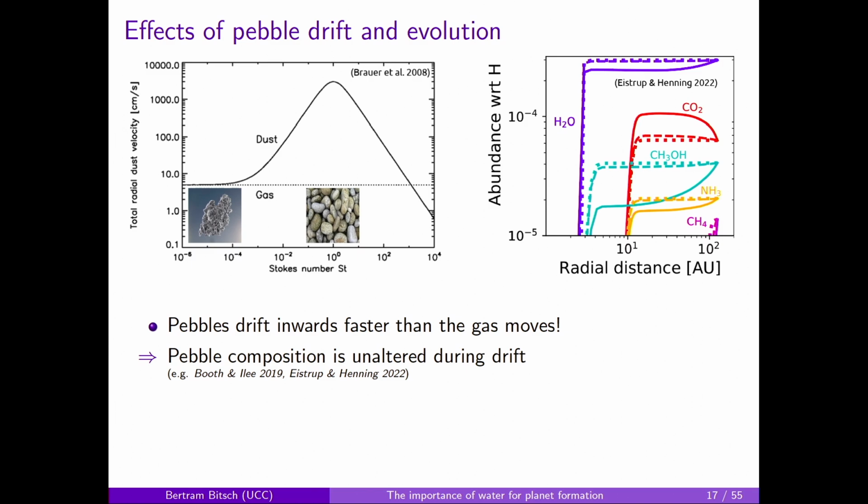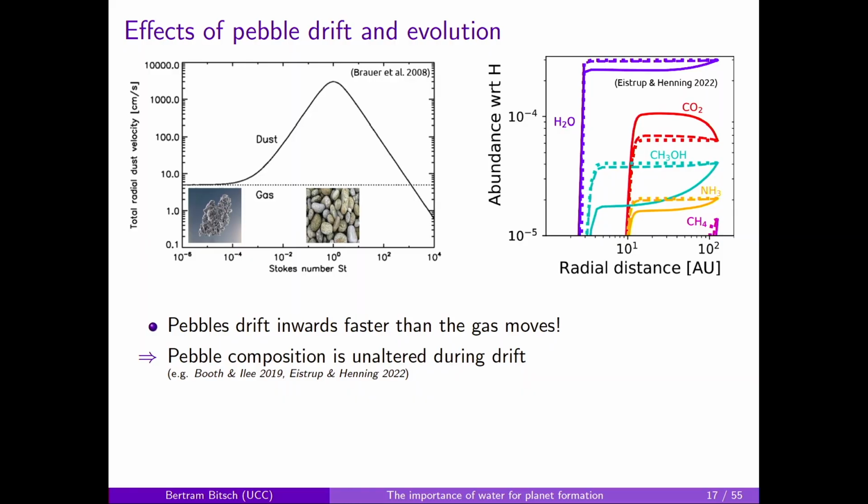These different line styles correspond to different drift velocities, where the dotted lines are the most realistic velocities. And you see for the other molecules, the composition also stays constant, and then in the moment you reach the respective evaporation front, we of course lose the volatiles into the gas phase. So the pebble composition is unaltered during the drift, which is, in my opinion, a very interesting result, because for once our life became a little bit easier.